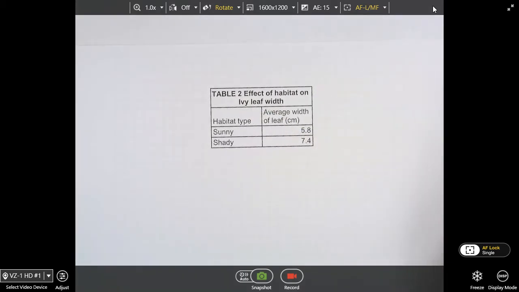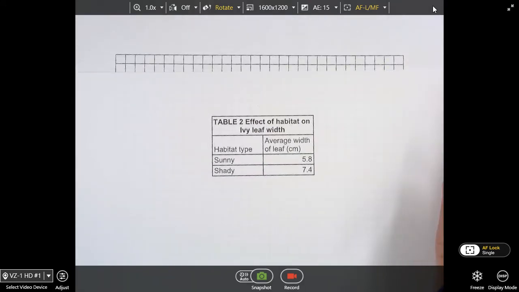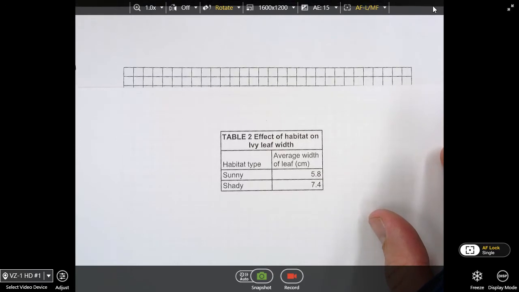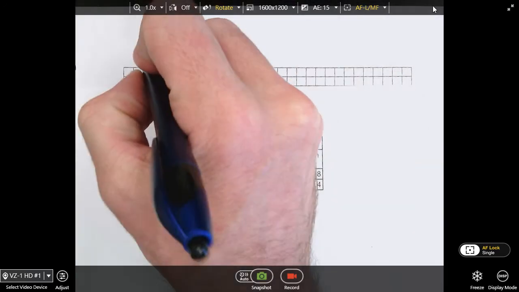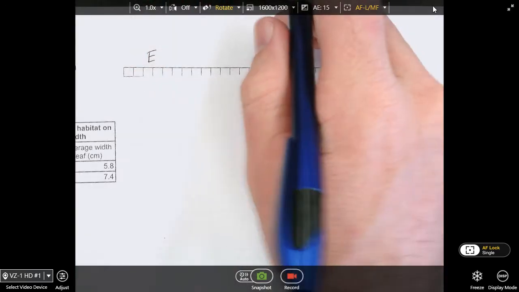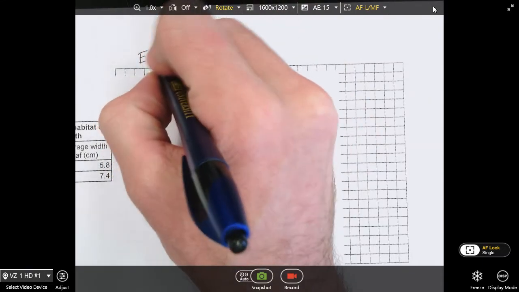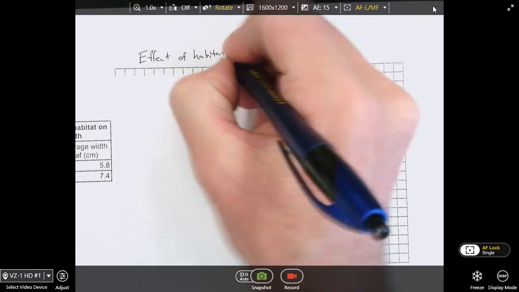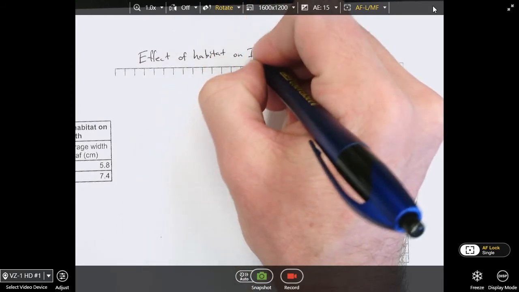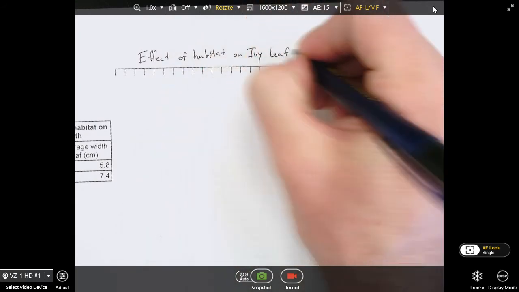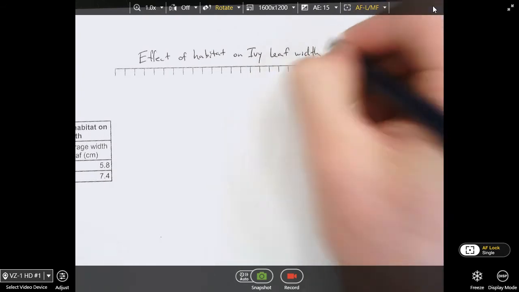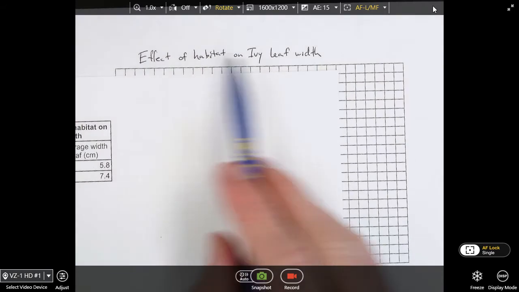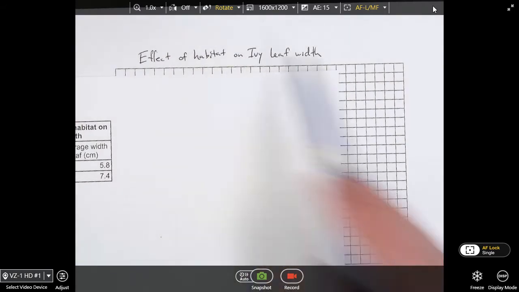If I go in the order of the proficiency, the first thing I'm going to do is put the title on so I don't forget it later. All right, so again, we've got our three-part title: the independent, the dependent, and a little bit extra.